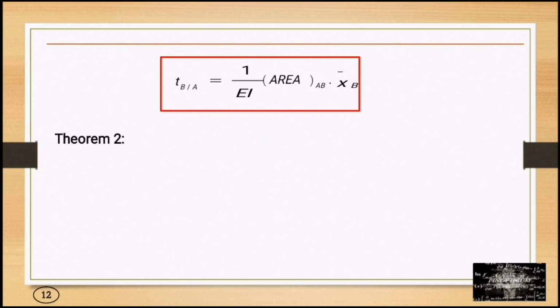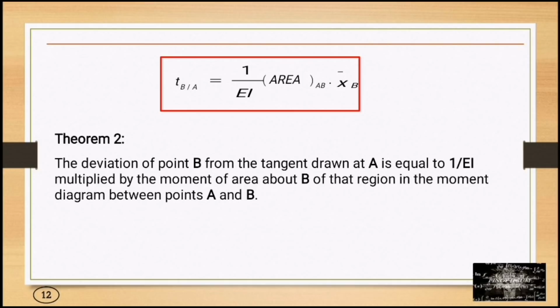This equation represents Theorem 2. Theorem 2 states that the deviation of point B from the tangent drawn at A is equal to 1 over EI multiplied by the moment of area about B of that region in the moment diagram between points A and B.